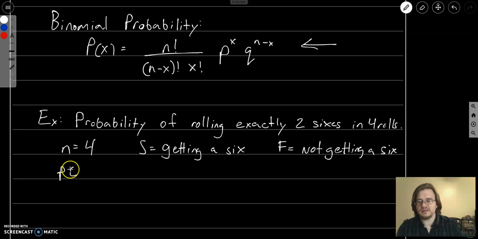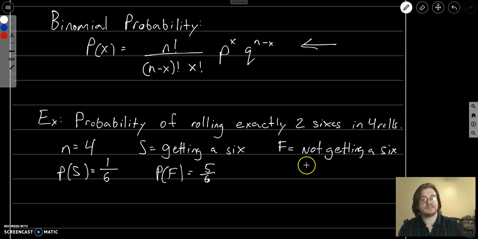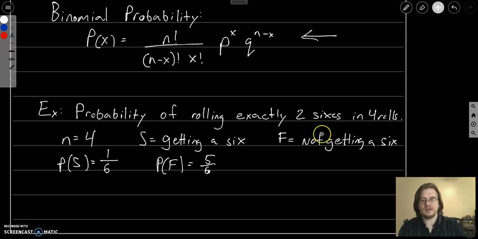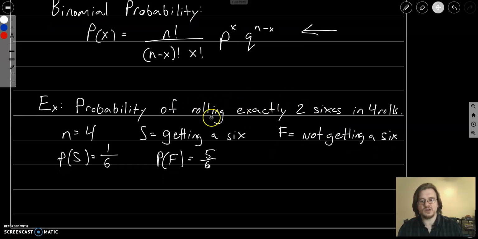Furthermore, the probability of rolling a 6 on a die, well, there's 1 six, but there's 6 potential sides, so we've got a 1 in 6 chance of rolling a 6. So that means that the probability of getting a failure will be the rest of the probability, 5 out of 6. And then we want to know the probability of getting exactly 2 6s. So here, x is going to be 2. Then we'll just plug everything into this formula, and we will see what we get.